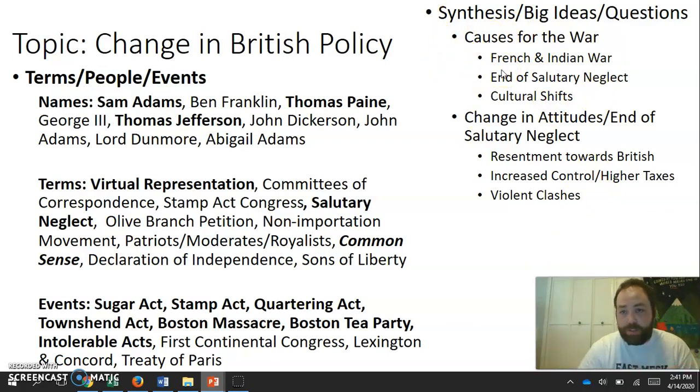The French and Indian War, we just covered that one. The end of salutary neglect, kind of just covered that one. The cultural shift goes back to Unit 2. We talked about how the colonies were less and less British on a regular basis. What does that mean? It means that the British weren't coming to the colonies in big numbers anymore. They were the fourth most popular immigrant group. Remember that from Unit 2? We looked at the maps and the charts and all that, right?